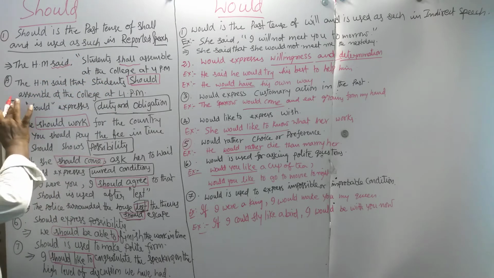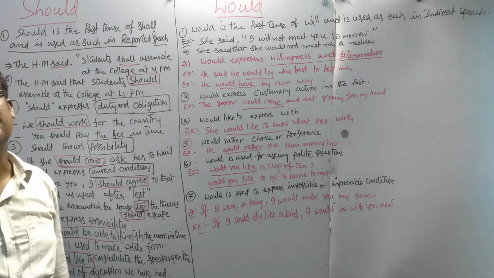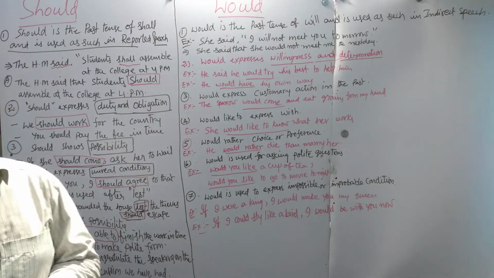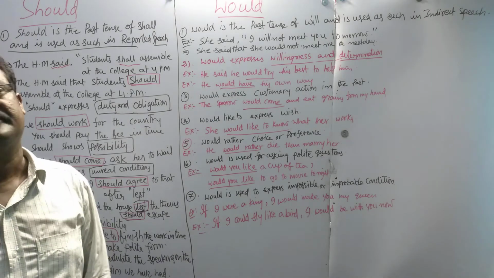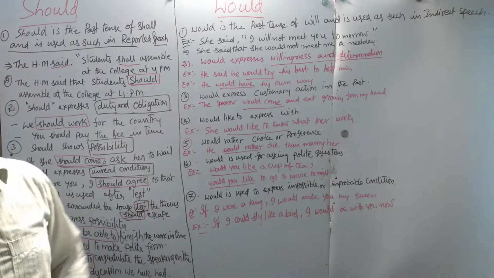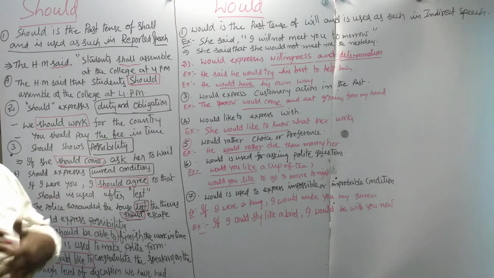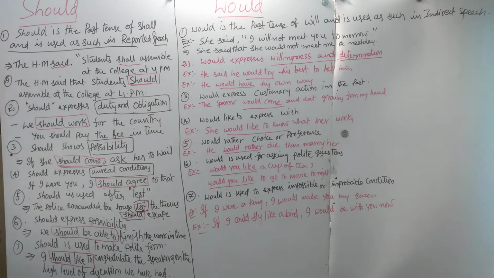Now, second rule. Should expresses duty and obligation. Obligation means the compulsory activity we should do without saying no. We have to do it. That is our responsibility towards the country, or we have to abide by some rules and regulations. We have to obey. That is called obligation. Without saying no, we have to follow it.